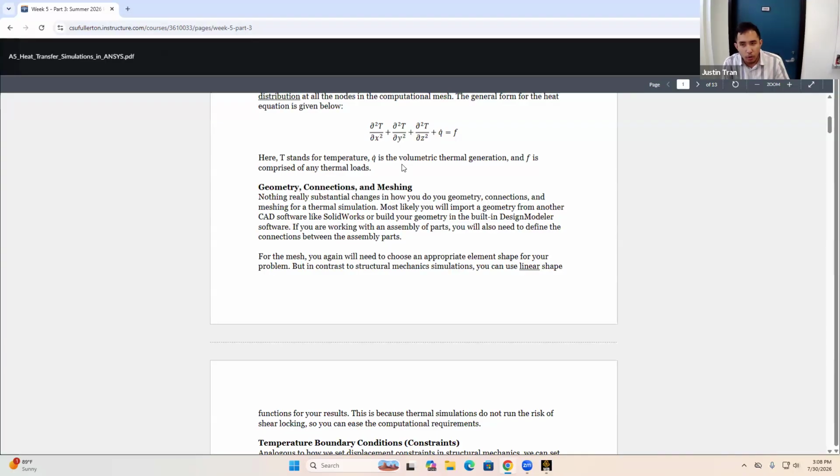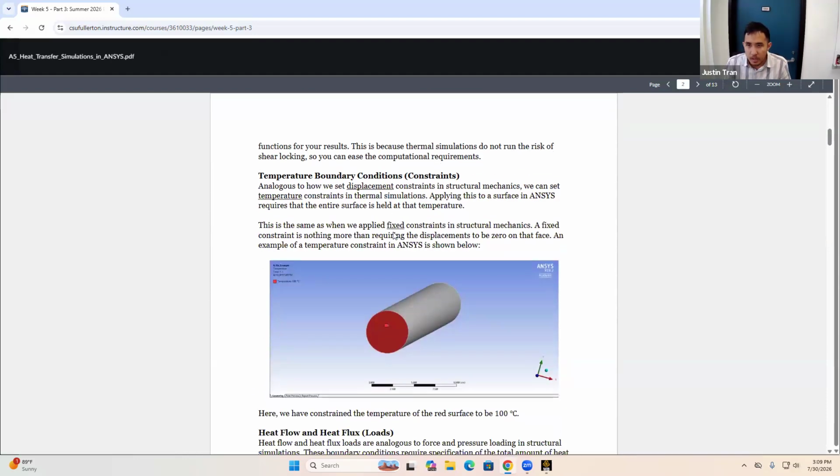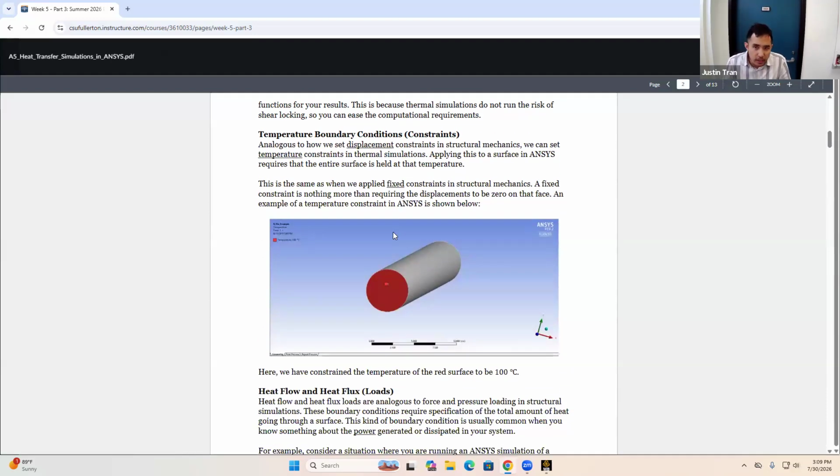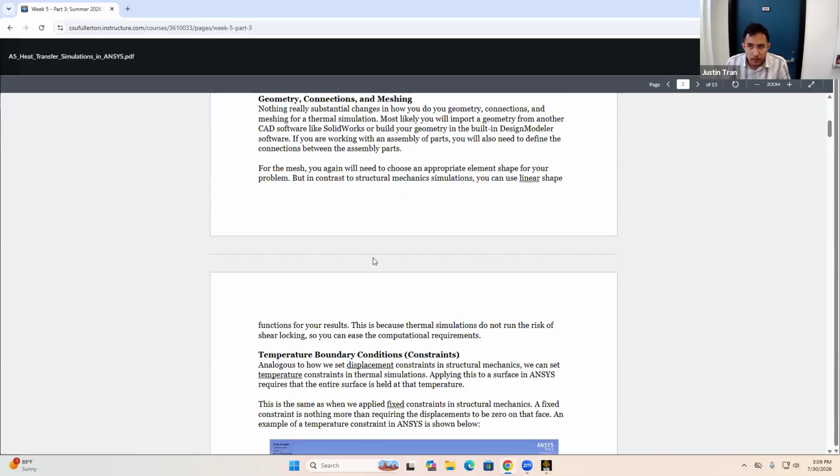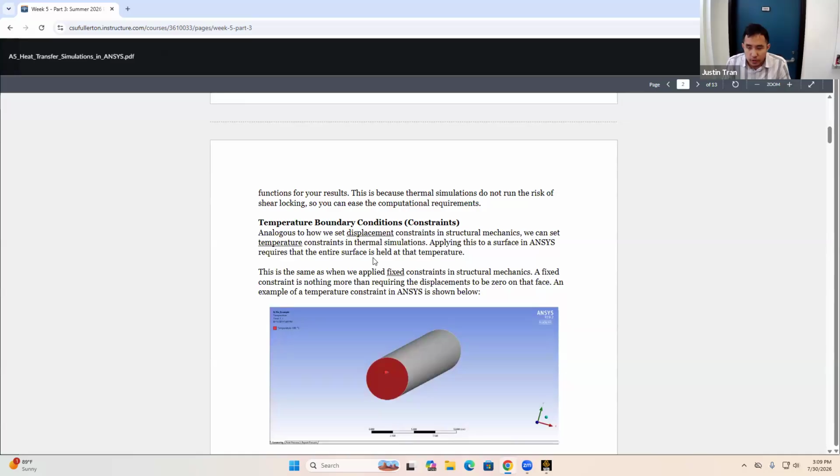And so all the basics and all the understanding that you know about meshing in a structural sense can be applied here for thermal simulations as well. Okay. So where things do get different is basically with the material properties and the boundary conditions. So I did want to talk about the boundary conditions first.